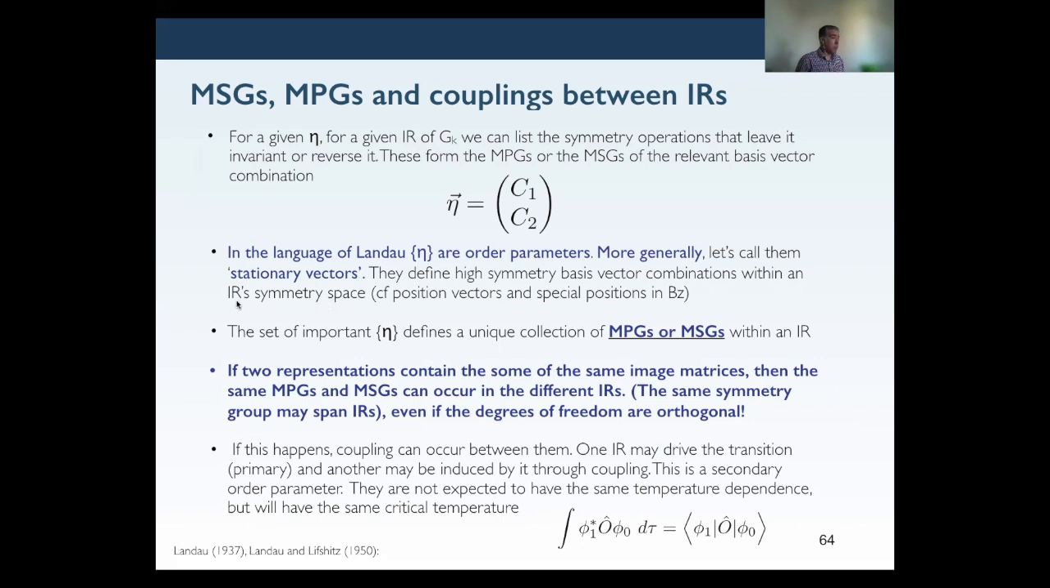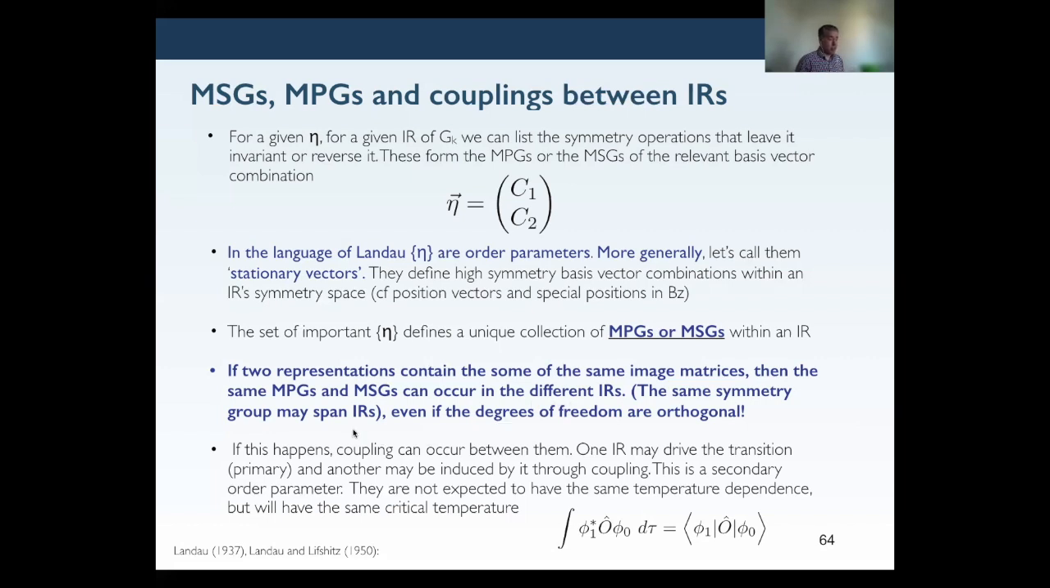The space that we're working with is inside the irreducible representation itself. The set of stationary vectors defines a unique collection of magnetic point groups and magnetic space groups within an irreducible representation. If we have two representations that contain the same matrices within them, then it's possible for magnetic point groups and magnetic space groups to occur in different irreducible representations. A trivial case would be a symmetry that would just be the identity operation.